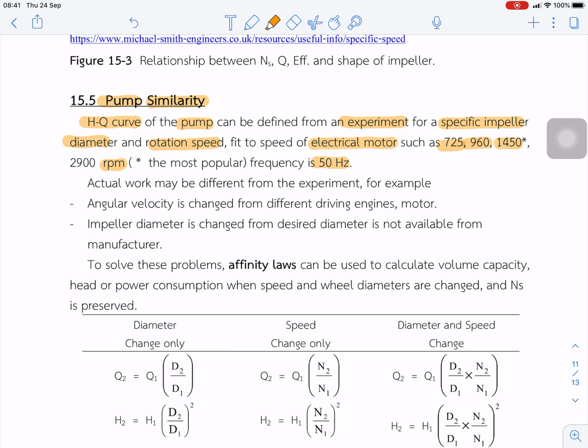But in actual work, it may be different from the experiment. For example, the angular velocity may change if the driving engine changes from an electrical motor to a diesel engine, and the impeller diameter may change from the design diameter to one that is not available from the manufacturer, so we have to use a smaller diameter.